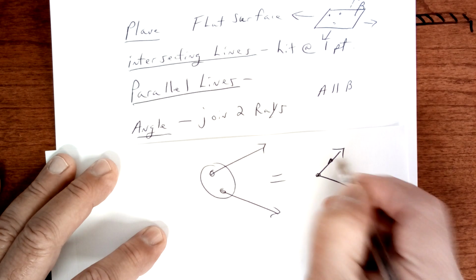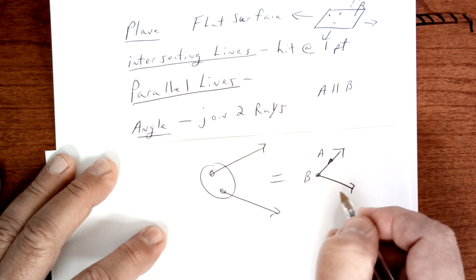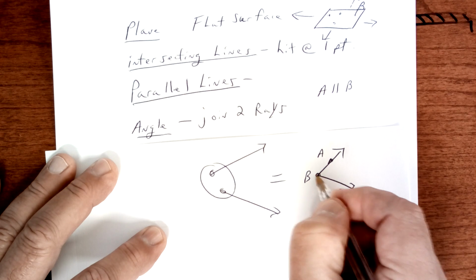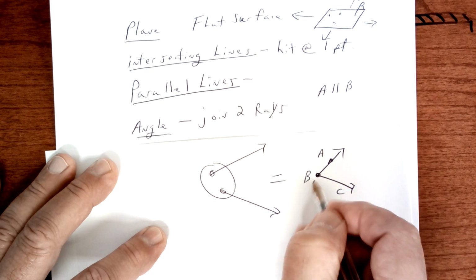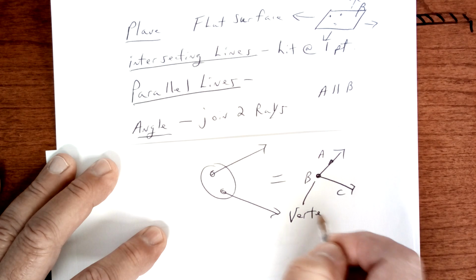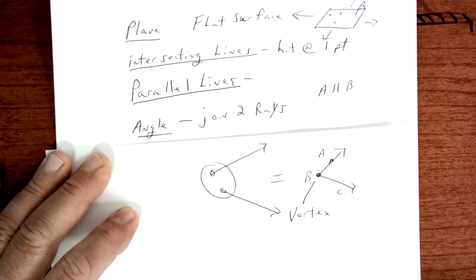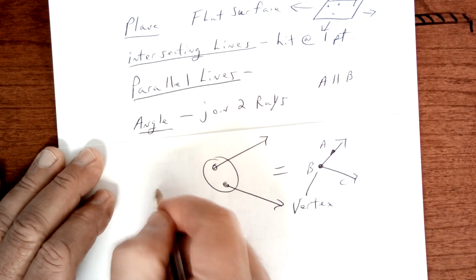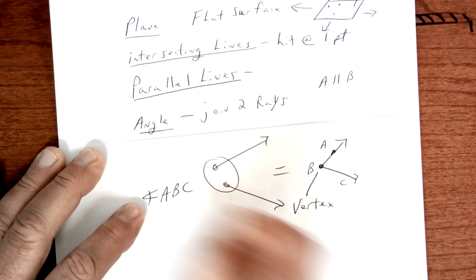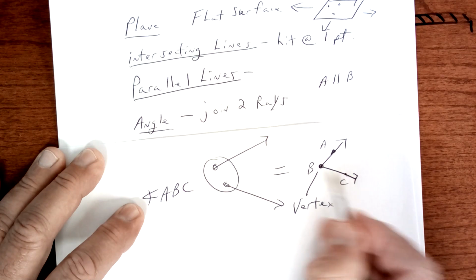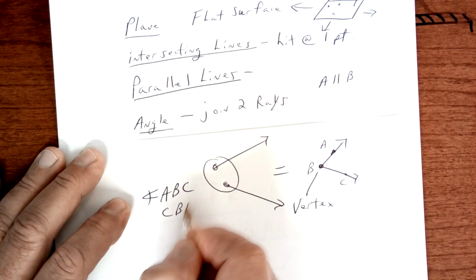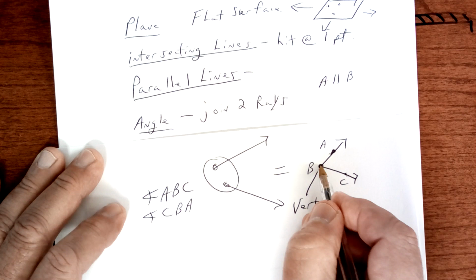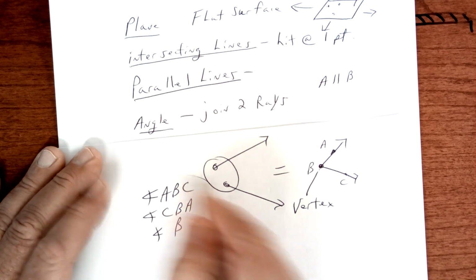Okay, A, B, C. This is called the vertex right here. It's kind of like your elbow. Put vertex. Now, how do you name it? Three ways you can name it. You can go this way, angle ABC. You can go backwards and say CBA. Or you can name it by the vertex, angle B. Three ways to name an angle.